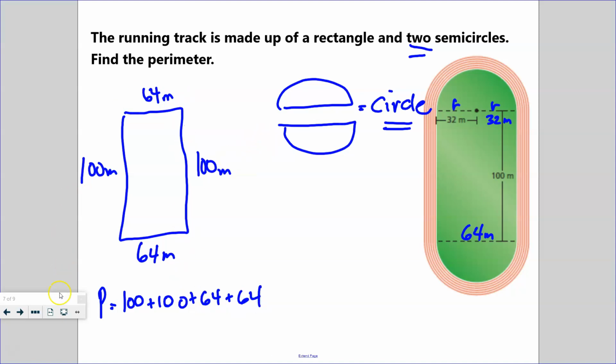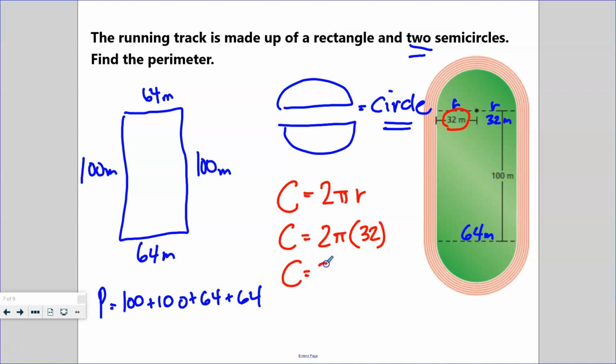All right, so let's figure out our semicircle, or sorry, a circle. So we have a circle with the radius of 32 meters, or diameter of 64, doesn't matter, equals 2 pi times 32, right? So 2 times 3.14 times 32, circumference equals 296 meters, right? So that would be this right here and this together, right? Now if I wanted to do separate, I would divide by 2. I just add it twice, okay?